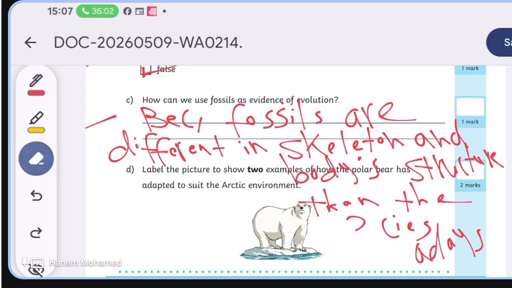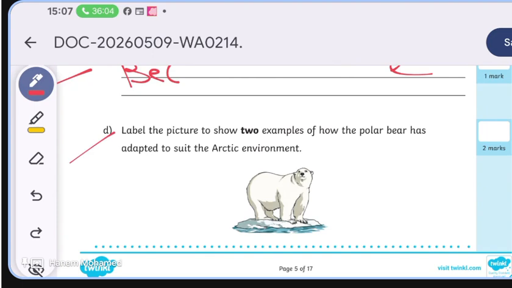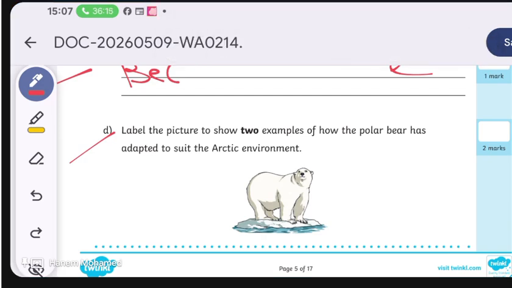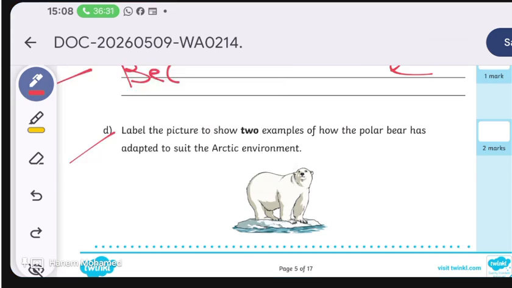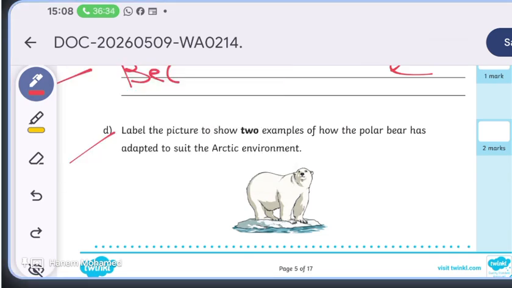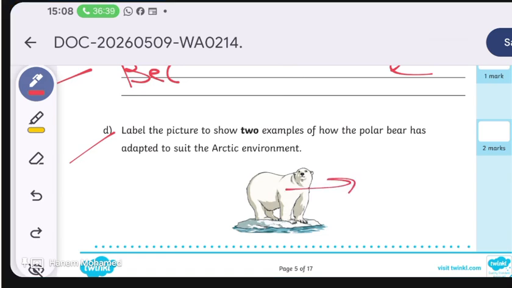The next. Yazin, label the picture to show two examples of how the polar bear has adapted to suit the Arctic environment. So how can they adapt to suit the Arctic environment? What do you think? This polar bear has what to adapt? What about the fur? What can you see? White fur to camouflage.